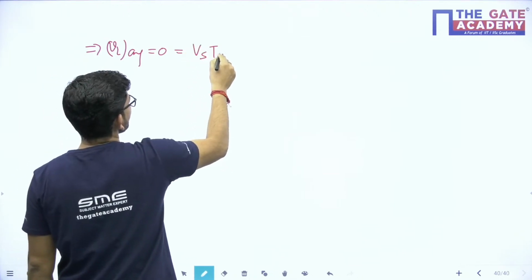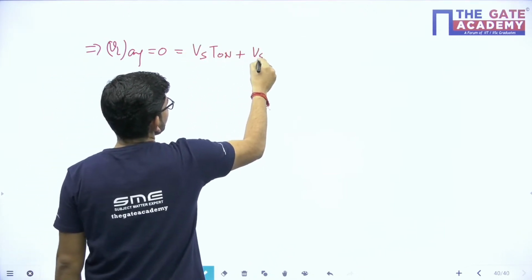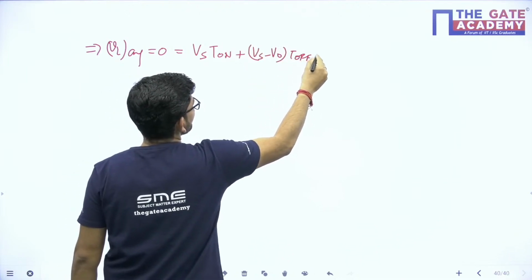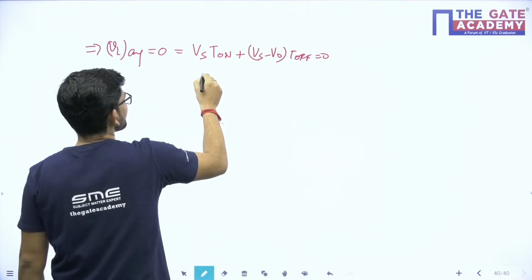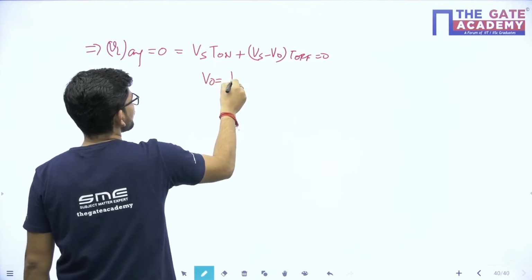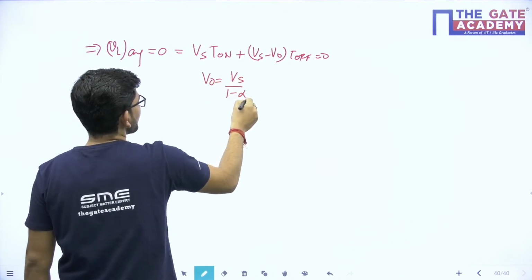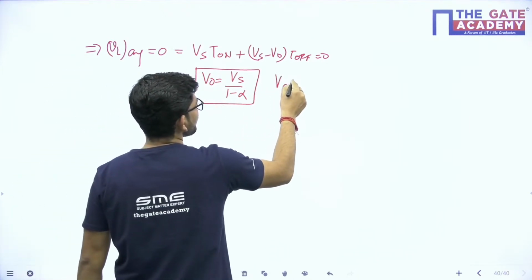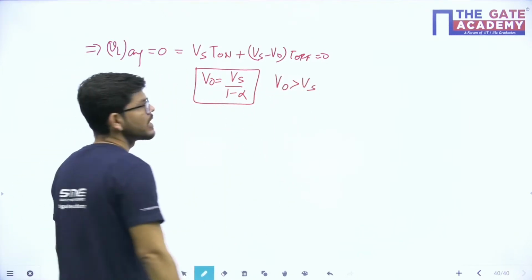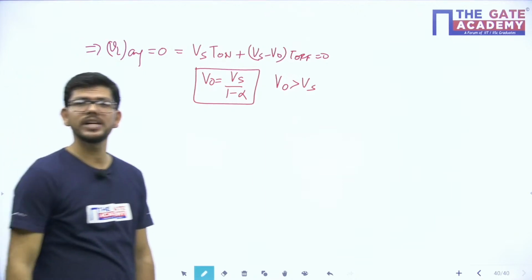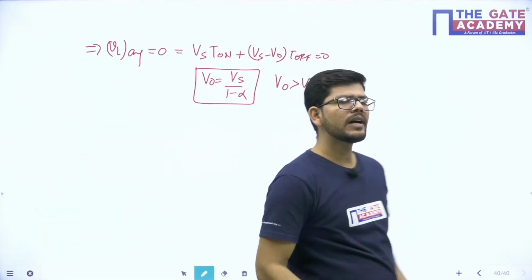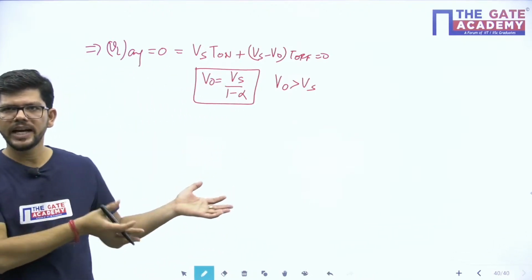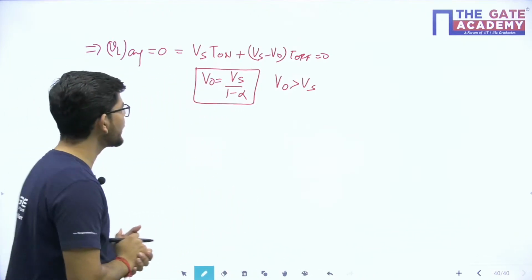Vs into T on plus (Vs minus V naught) into T off equals 0, okay? And when you equate it, you will get V naught equals Vs upon 1 minus alpha. So from here you will always get V naught greater than Vs, that is boost operation. So a boost converter is equivalent to a step up converter as we have in case of AC circuit, okay?